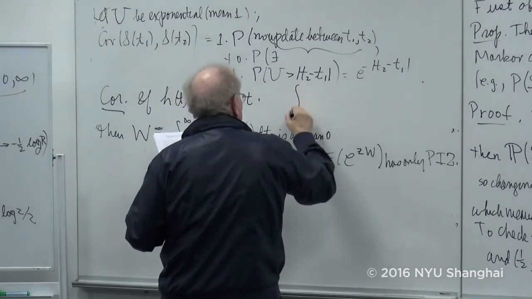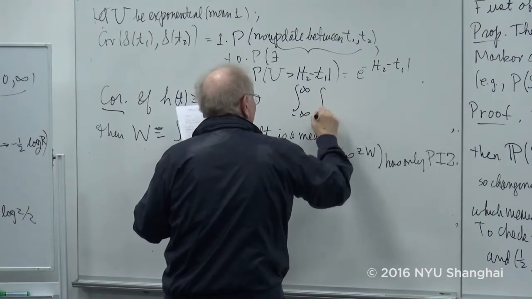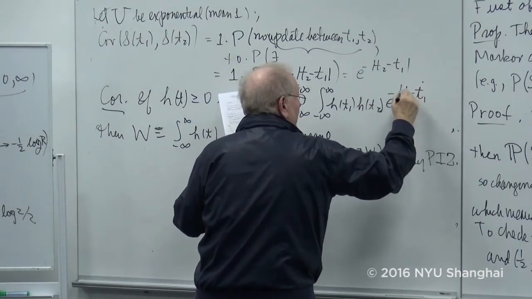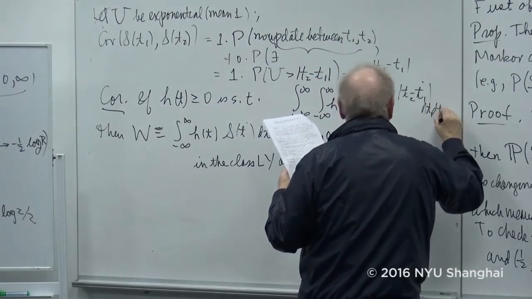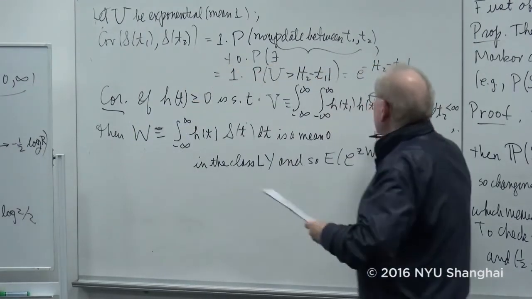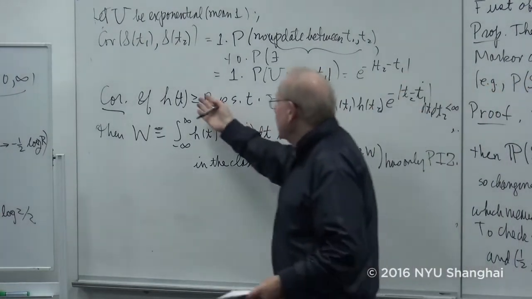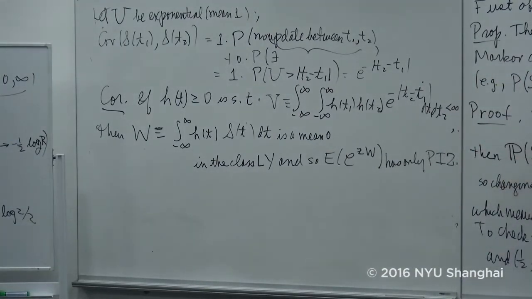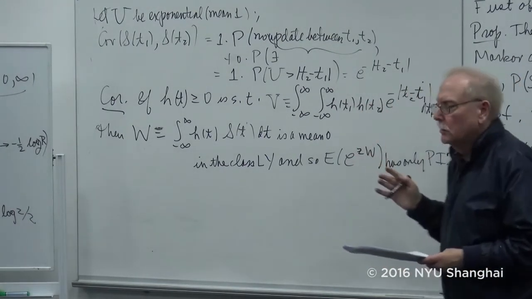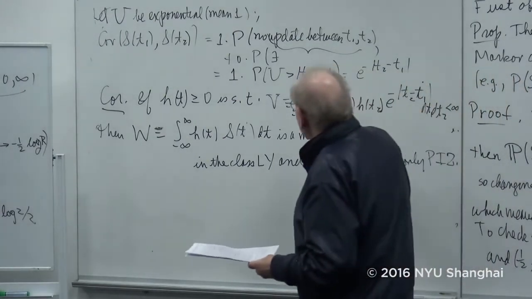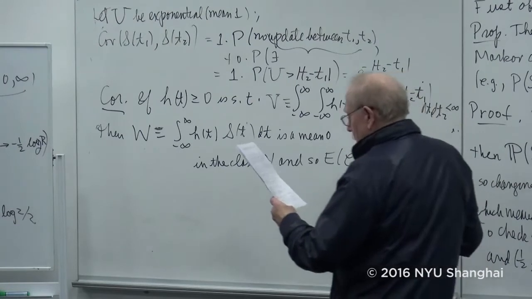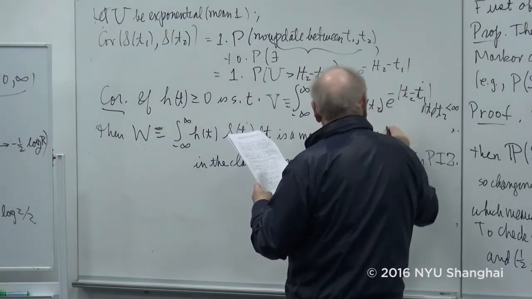So here's what you get. The double integral of h(t1) h(t2) e to the minus |t2 minus t1| dt1 dt2 is less than infinity. Call this V for variance. If h is a non-negative, locally integrable function such that this is true, then that will be enough so that W is obtained as a limit of the discrete things, and therefore this random variable will be in the class, and will have this variance.